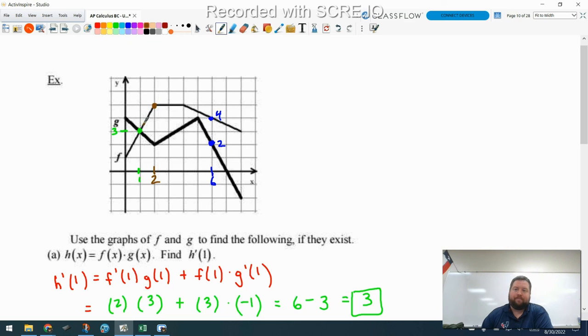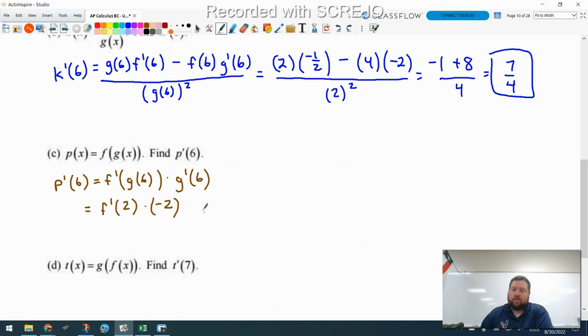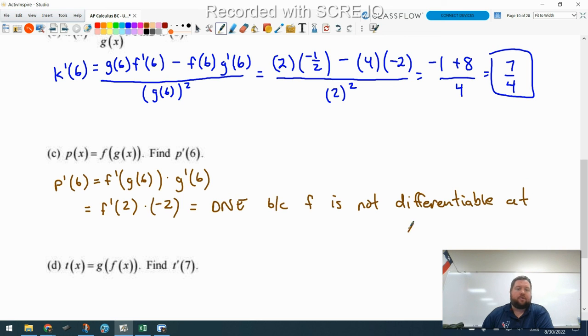All right, we run into a problem here. On the left side, we have a slope of positive 2. On the right side, we have a slope of 0. That's a sharp turn. So this function is not differentiable. So this does not exist. And then our reason is because f prime of 2 is undefined. Let's write that a different way. Let's say because f is not differentiable at x equals 2.